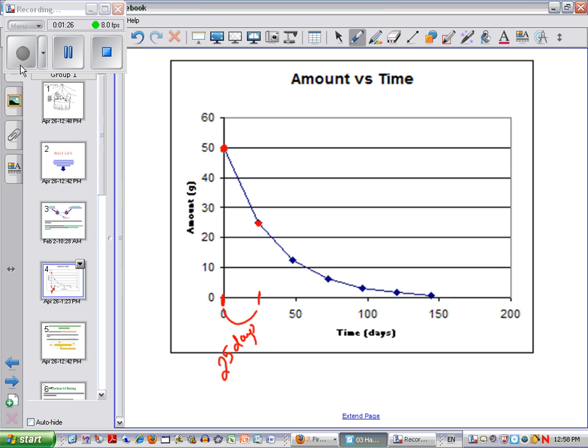Just randomly, it happened to be the same. Now, if you started with another number, let's say we started with 25, half of that is 12.5. It should take the exact same amount of time, again 25 days, to decay by half again, and so on and so on and so on.